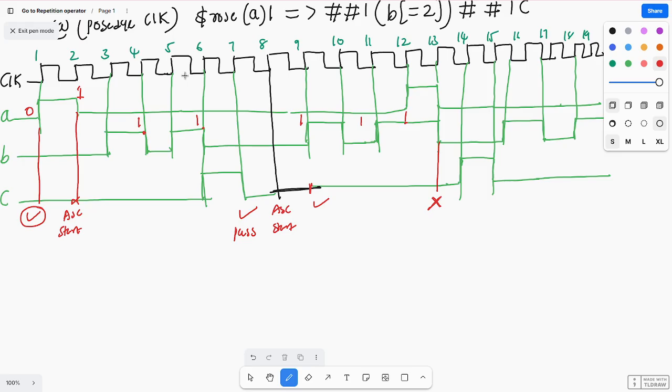That means here dollar rose is checking for the case 0 to 1. After that, this is a non-overlapping implication operator, so one delay will be added and one more delay will be added. So you need to see for two cycles. After two cycles B should start with 2, so B should be 1. As B should be 1, after one cycle either C is 0 or 1, the assertion is pass. So this is a very important point. Did you understand?